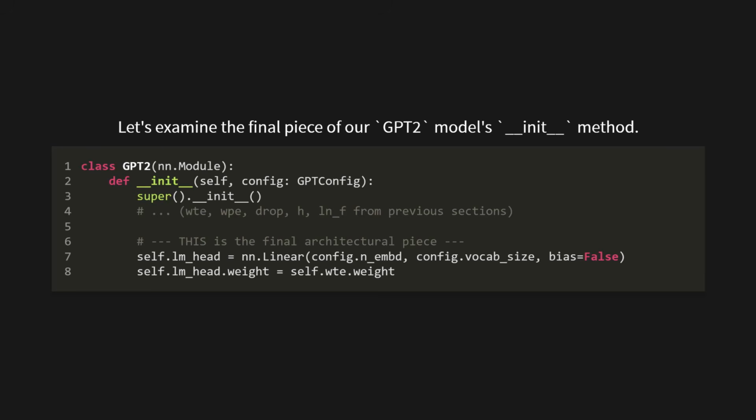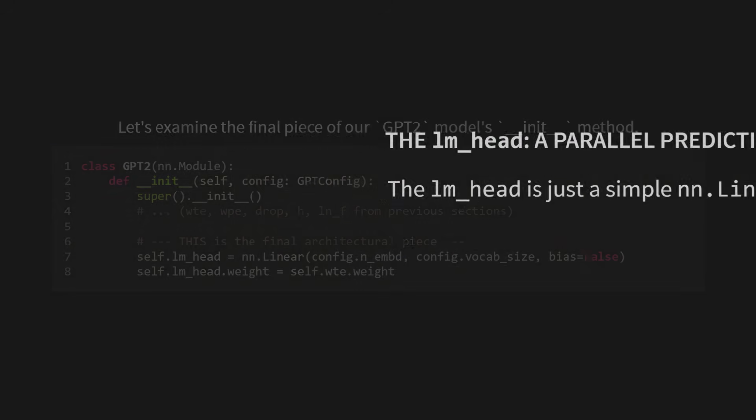Let's examine the final piece of our GPT-2 model's init method. We've seen all the other parts, the token embeddings, the positional embeddings, the dropout, the transformer blocks, the final layer norm, and now this is the final architectural piece. self.lm_head equals nn.Linear, and then a very interesting line. self.lm_head.weight equals self.wte.weight. We'll come back to that second line in a minute.